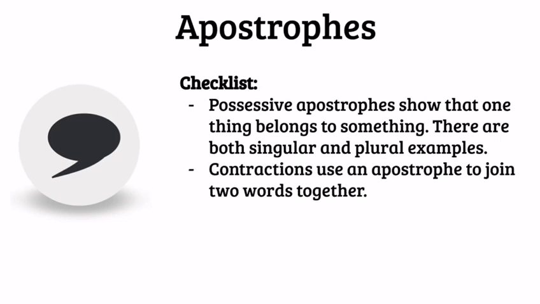So, in summary, apostrophes can be used to show that something belongs to something else. And you can have plural examples and singular examples of these possessive apostrophes. Apostrophes can also be used for contractions to bring two words together.